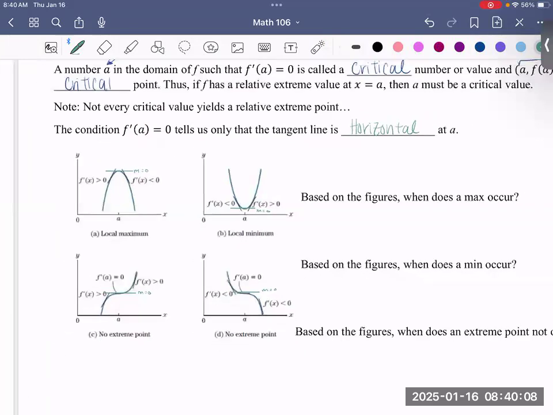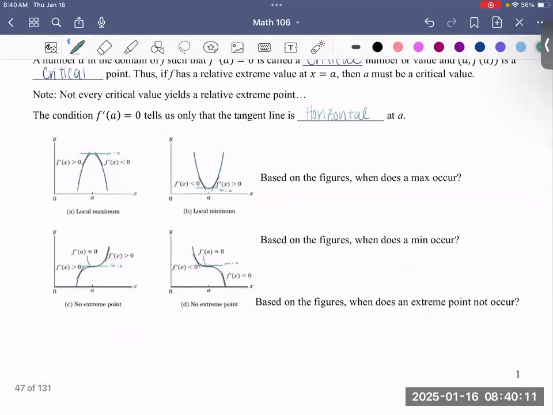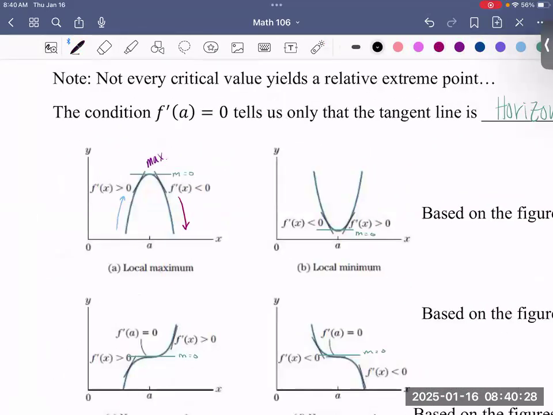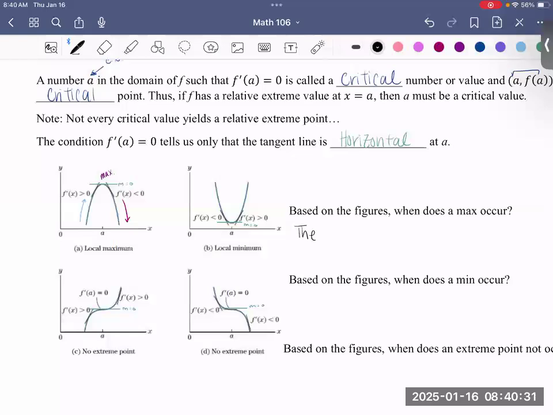So based on your figures above, when does the max occur? Looking here, we have a maximum. A max occurs when we are increasing to start, and then all of a sudden we switch directions and now decrease. So we can say that the first derivative changes from positive to negative.